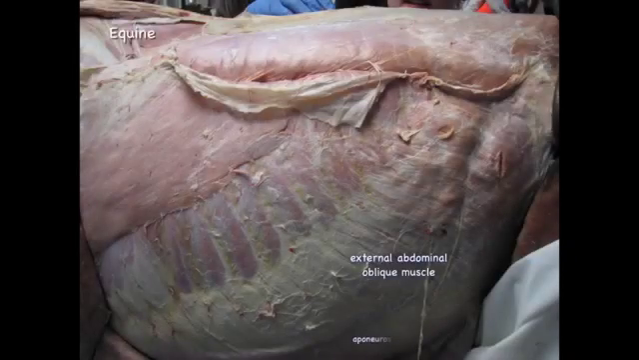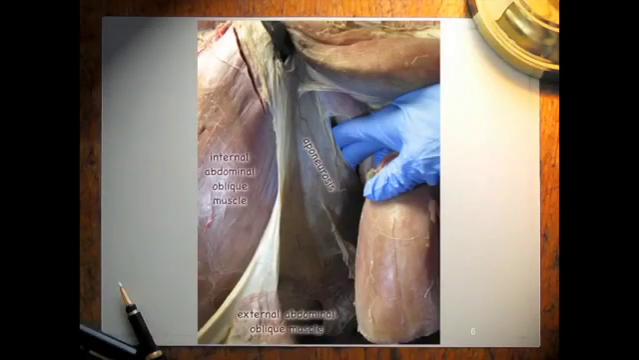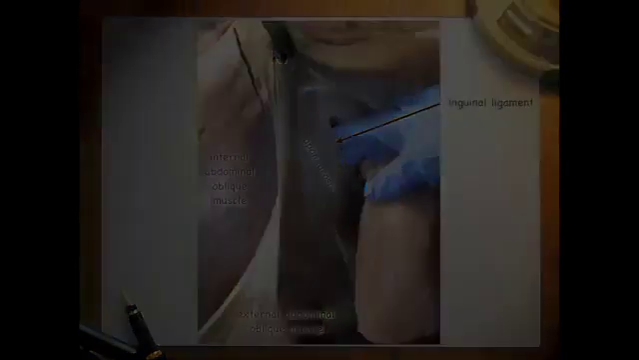As we see here, the external abdominal oblique muscle originates from the 5th through 18th ribs. It's going to insert partially upon the tuber coxae and then also on the prepubic tendon. Of course, it also attaches to the linea alba. Between the tuber coxae and the prepubic tendon, we have a thickening which is known as the inguinal ligament. This is truly thickened and strengthened, unlike what we saw in the dog.